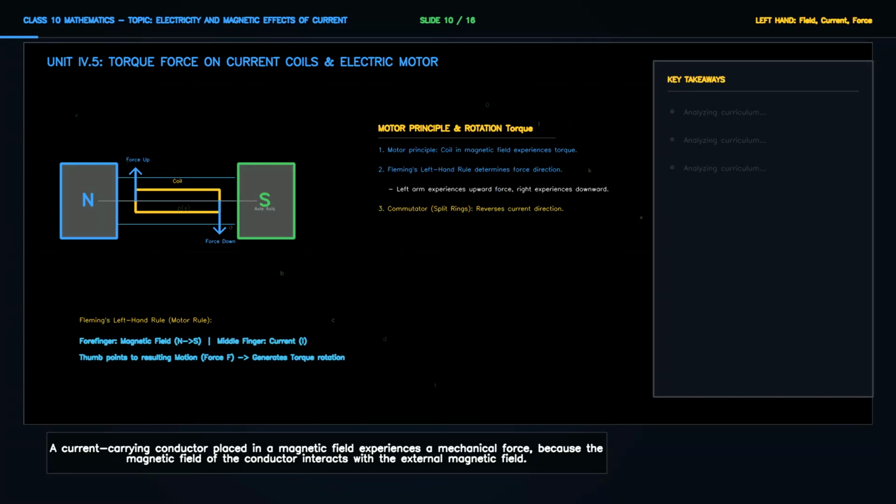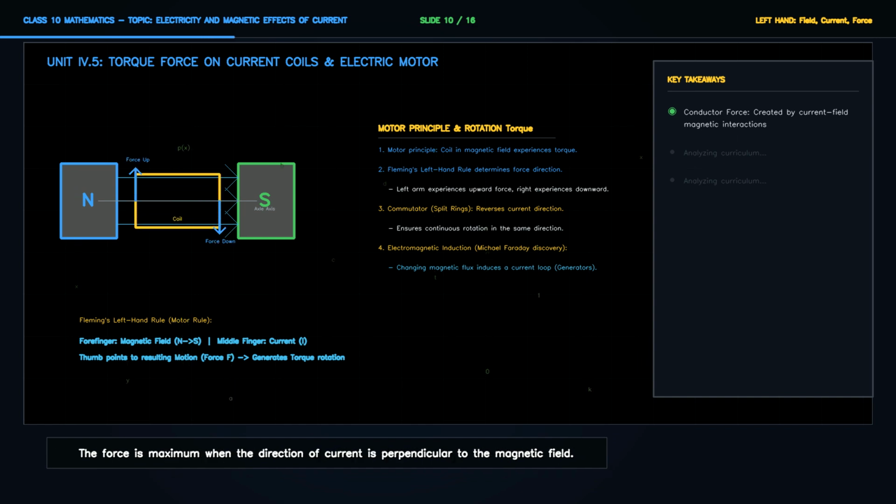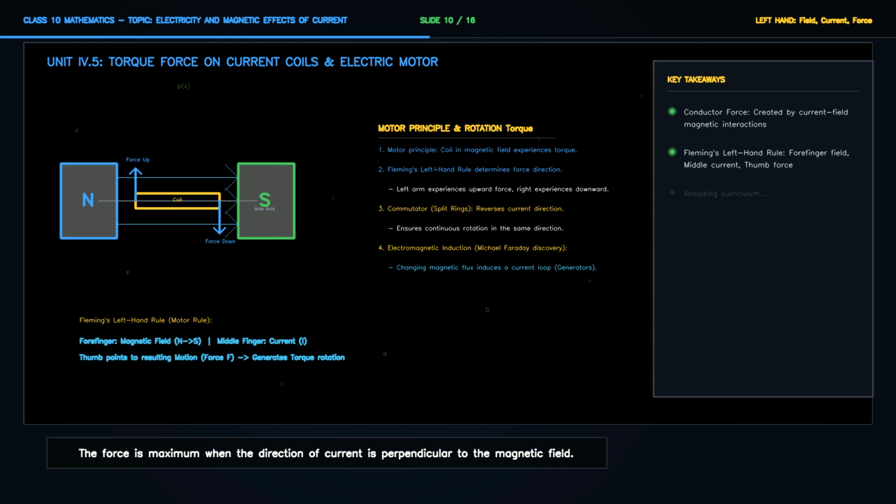A current-carrying conductor placed in a magnetic field experiences a mechanical force because the magnetic field of the conductor interacts with the external magnetic field. The force is maximum when the direction of current is perpendicular to the magnetic field. We determine the direction of this force using Fleming's left-hand rule.